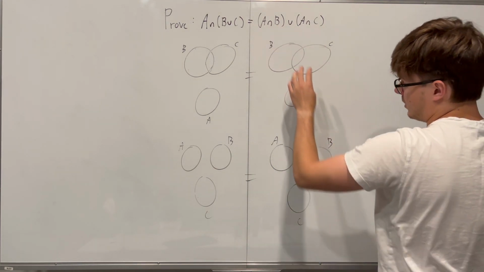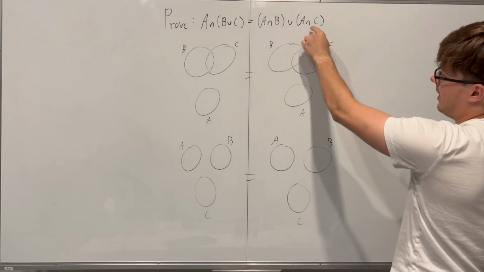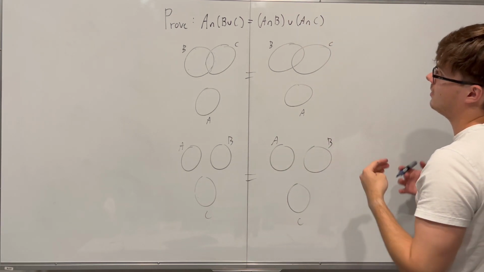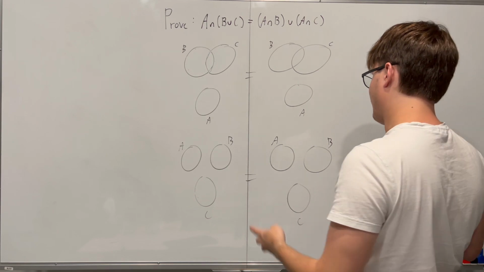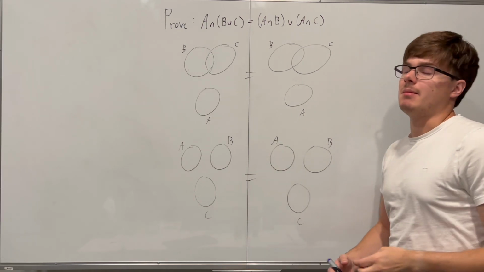Well, A intersect with B is going to be nothing for us to shade in, and A intersect with C is also going to be nothing for us to shade in, and the union of two nothings is still nothing. So the image is going to be the same on the right-hand side.